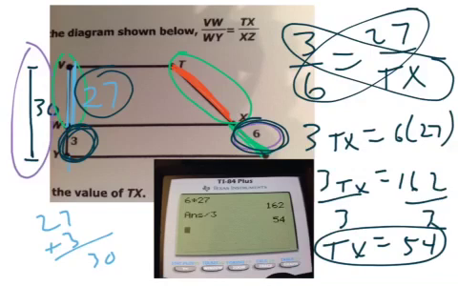Okay, that concludes the videos. Hopefully the bell and the announcements didn't interrupt us too much. But guys, that's basically how you find missing sides of similar shapes.